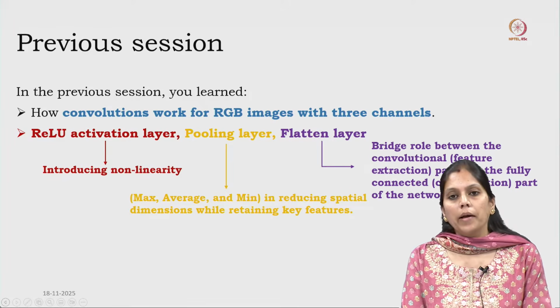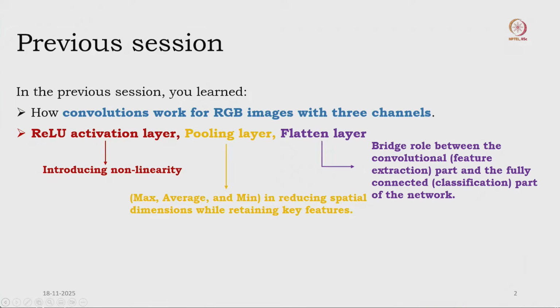And why do we require a flatten layer? The flatten layer acts as a bridge between the convolutional layers, which are mainly responsible for extracting the features, and the fully connected layers, which are mainly responsible for the classification part. So, between the convolutional blocks and the dense layers, we have a flatten layer which acts as a bridge.